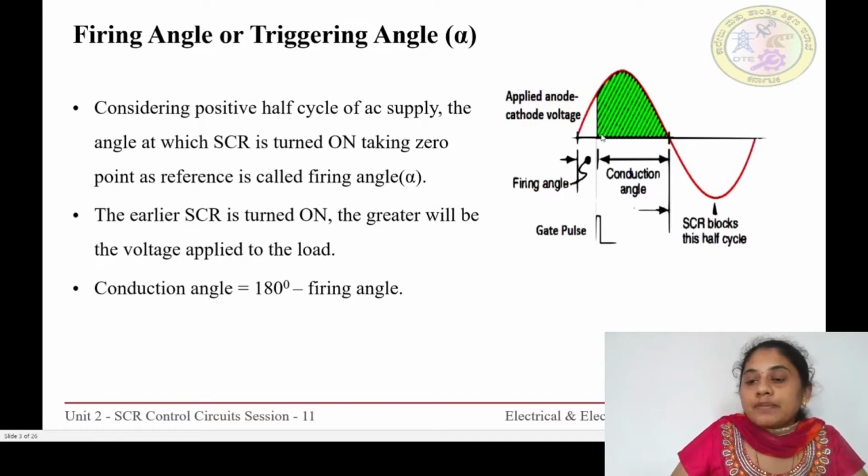Once the SCR has been triggered, it starts conducting. The green shaded portion is the conduction period. This conduction period is the conduction angle. The conduction angle is given by 180 degree minus alpha, where alpha means firing angle. If the firing angle is more, then the conduction period reduces. If the firing angle is less, then the conduction period is increased.